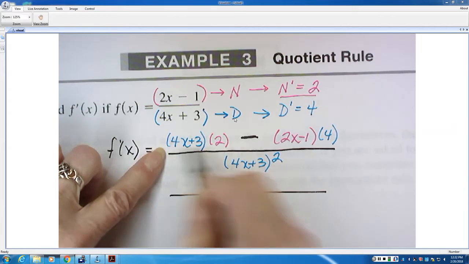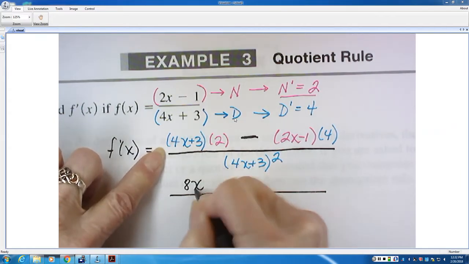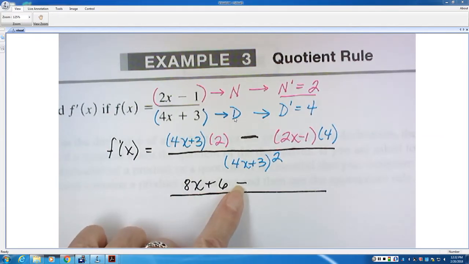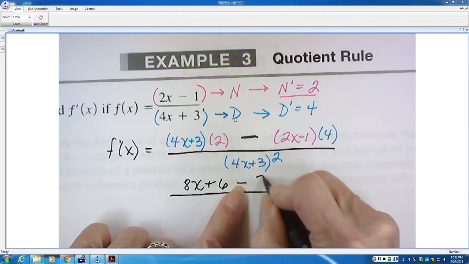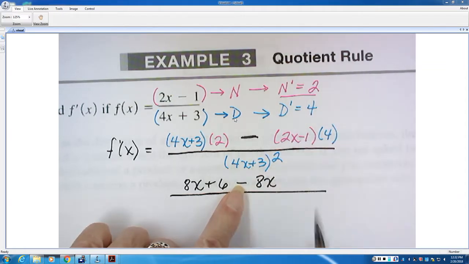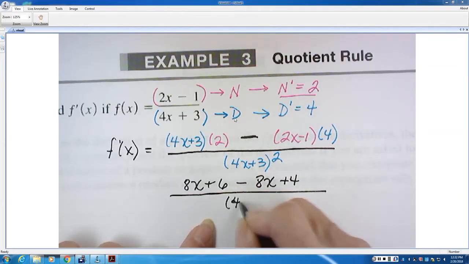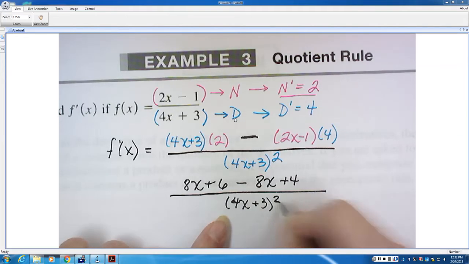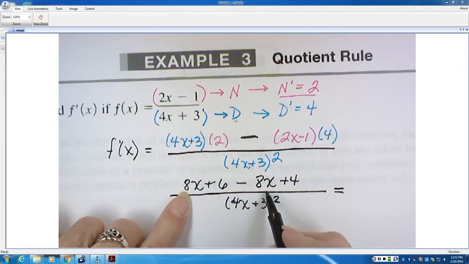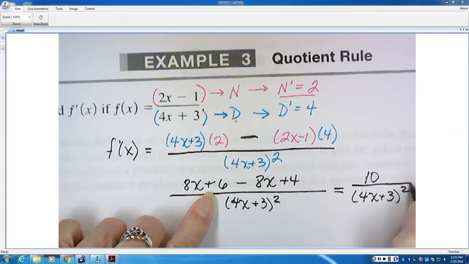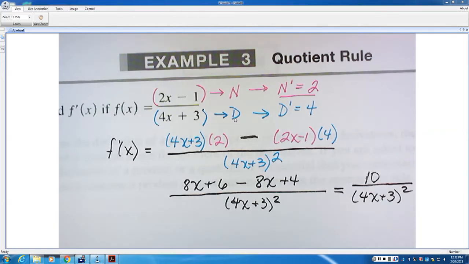So in this case, 2 times 4 is 8x plus 6. Be careful that if you are going to simplify that, you remember this is a subtraction. So 4 times 2 is going to be minus 8x, and 4 times -1 is -4, but minus -4 is plus 4. And then 8x minus 8x disappears, and 6 plus 4 is 10 over 4x plus 3 squared. Usually you square the denominator. Is that just something you remember? That's part of the rule. That's what the rule says to do.